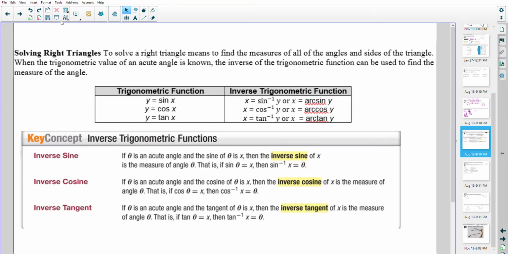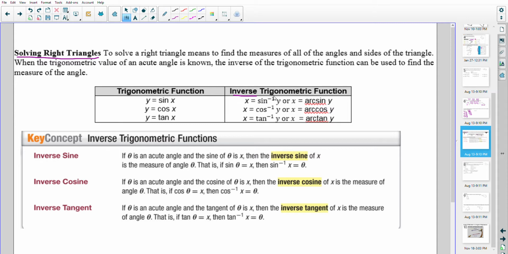Solving for a right triangle basically means that you want to solve for all of the sides and angles of that right triangle. So, for example, how would you solve for an angle given two sides? The way to do that is to use inverse trig functions.